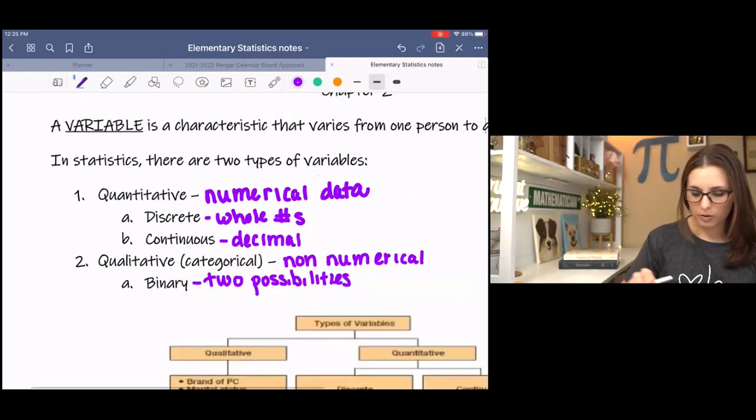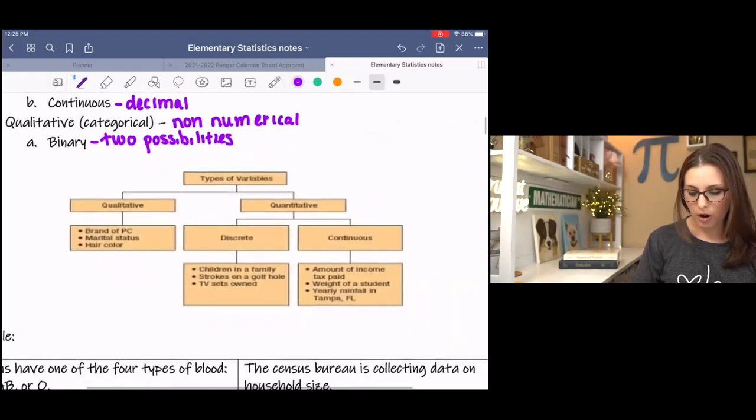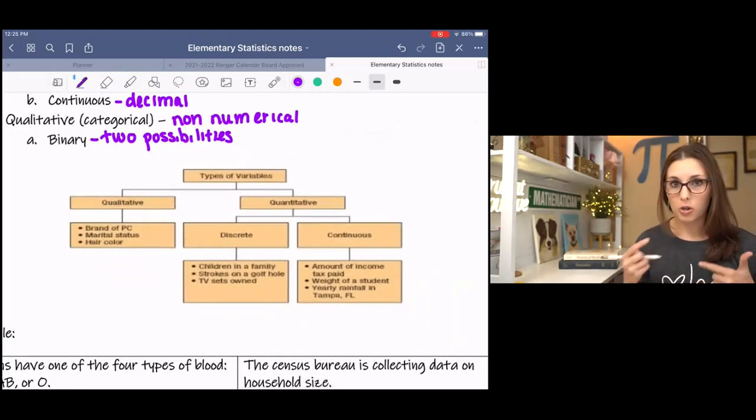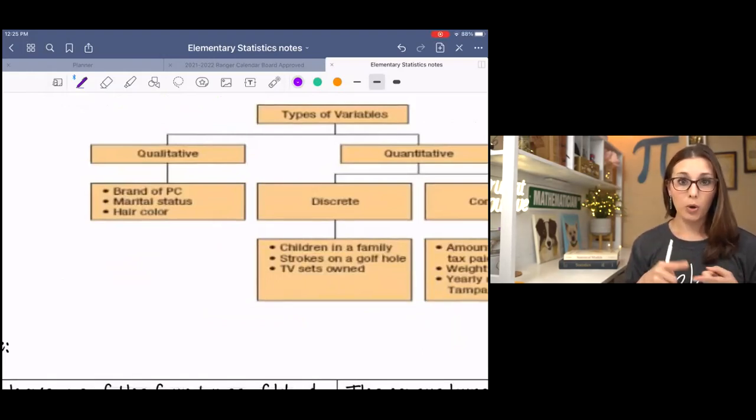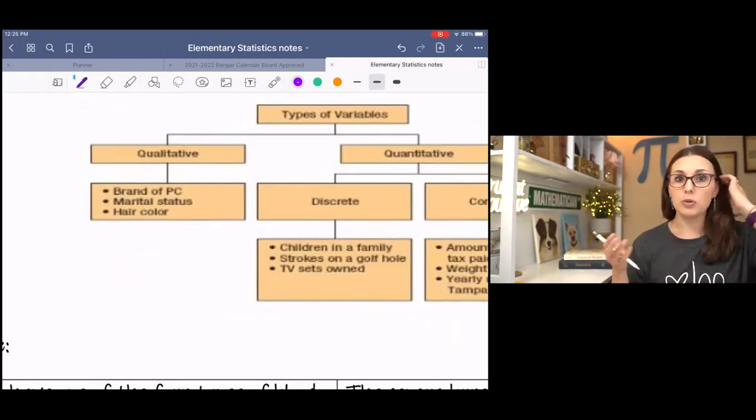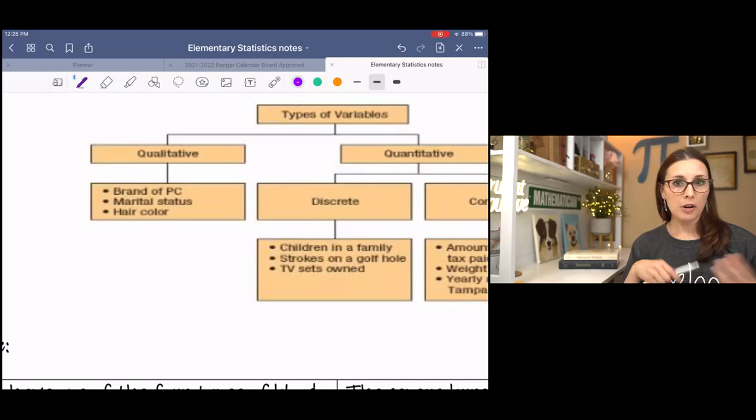And I have a little tree diagram here of our types of variables. There's two types of variables, qualitative or quantitative, and then I have some examples of these variables. So in qualitative variables, for example, you can have brand of a PC. Brand is a name, which is non-numerical. Marital status, you can be married, single, divorced, widowed. Those are names. Those are characteristics that are non-numerical. And then hair color. Colors are names, so those are non-numerical.